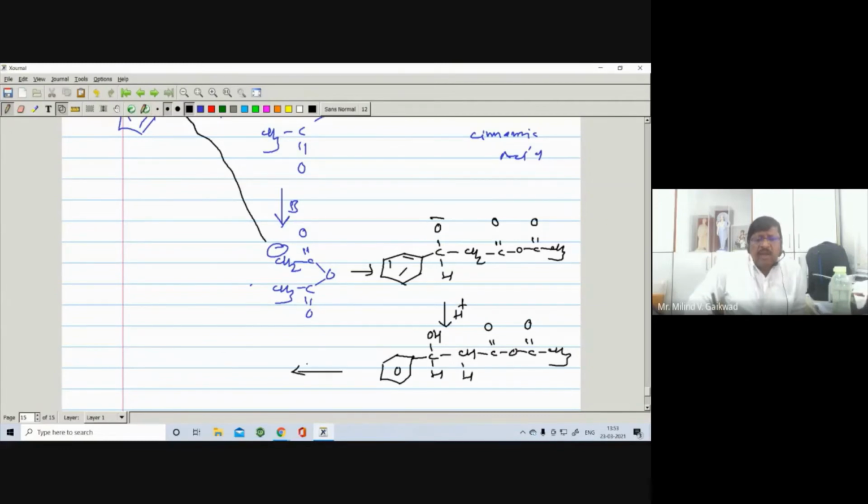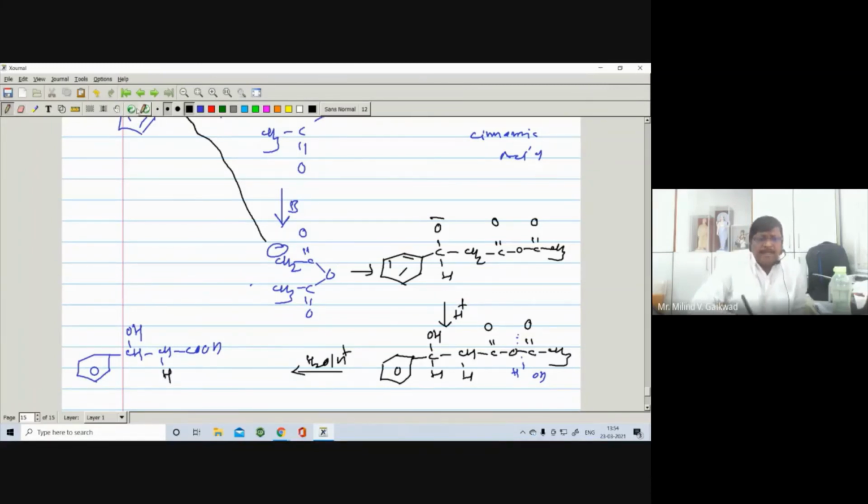And further, it undergoes hydrolysis, addition of water in the presence of acid. So what happens? This will attack here, addition of H, addition of OH, and you can get benzene nucleus, then CH, OH, then CH, OH and COOH. Here is the H, right? Here is the H.